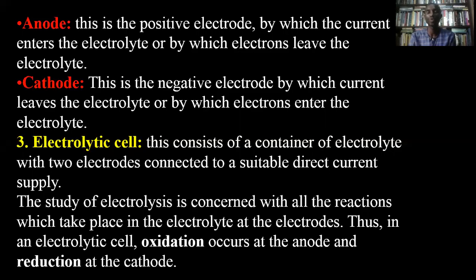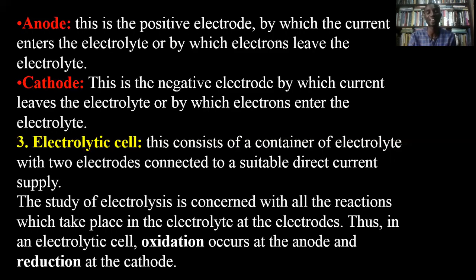Current enters it through the anode, the positive electrode, but it leaves it through the cathode. That is what you need to know. Then, what is an electrolytic cell? An electrolytic cell is just like a container, like the car battery cell, the wall of that car battery that you can carry. That is what we call an electrolytic cell.